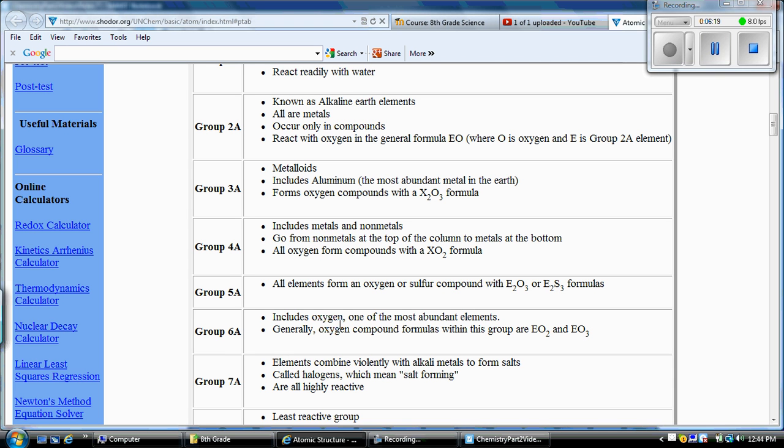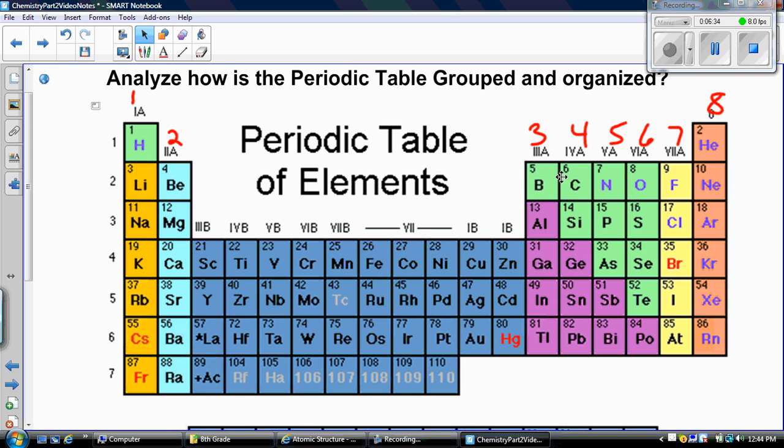Group 6A includes oxygen, one of the most abundant elements. Generally, oxygen compound formulas with this group are the element and then 2 atoms of oxygen or 3 atoms of oxygen. Okay, so groups 4 and 5 are right in here. Group 6 is the one that includes the oxygen. 7 and 8 have certain names, so we'll get to those.